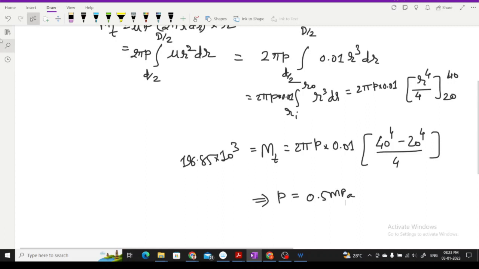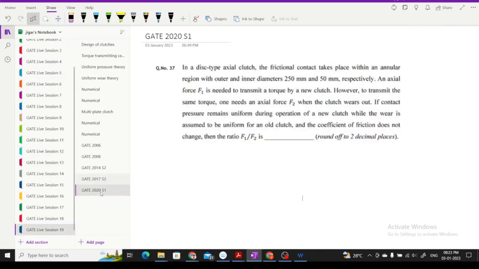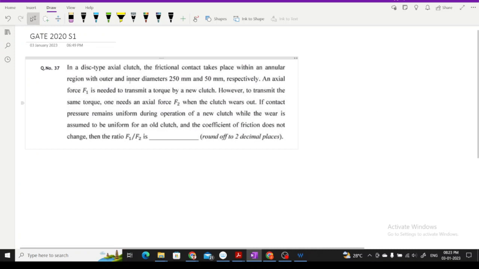And all of you are getting the same? Yes, sir. Okay, then let us go to the last question. In a disc type axial clutch, the frictional contact takes place within an annular region with outer and inner diameters of 250 mm and 50 mm respectively. An axial force F1 is needed to transmit a torque by a new clutch. However, to transmit the same torque, one needs an axial force F2 when the clutch wears out. If contact pressure remains uniform during operation of a new clutch, while the wear is assumed to be uniform for an old clutch, and the coefficient of friction does not change, the ratio of F1 by F2 is.